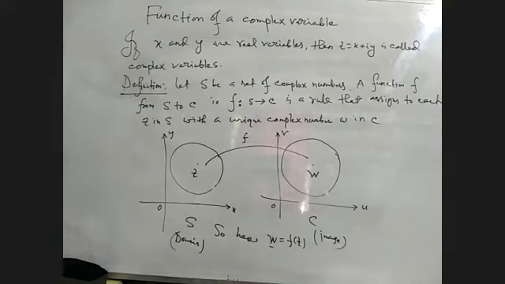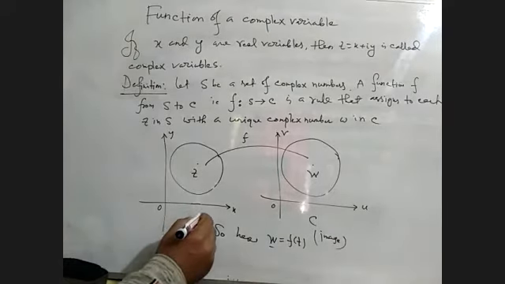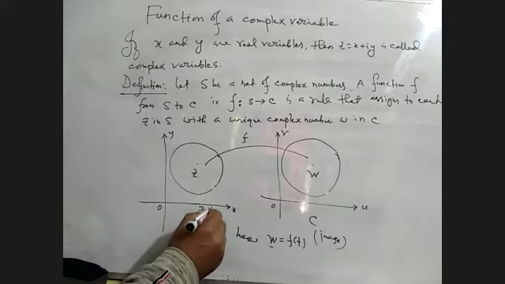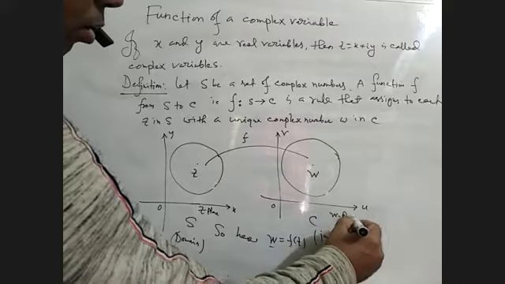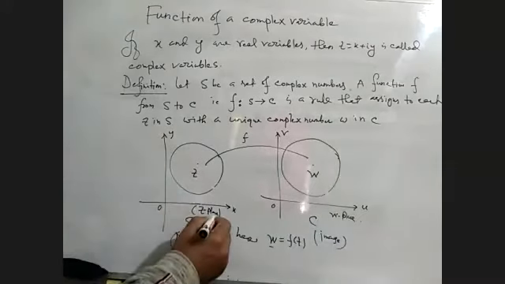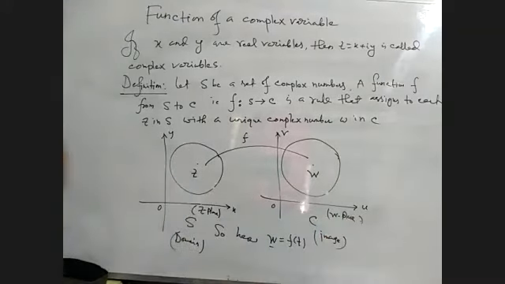And this is also called Z plane. Remember it, this is also called Z plane and this is called W plane or UV plane. Z plane is also called XY plane. Remember it.